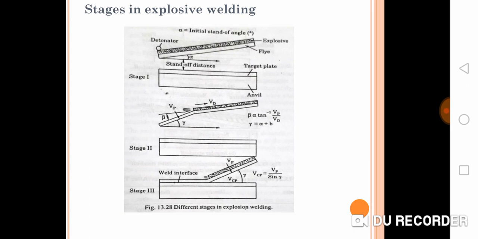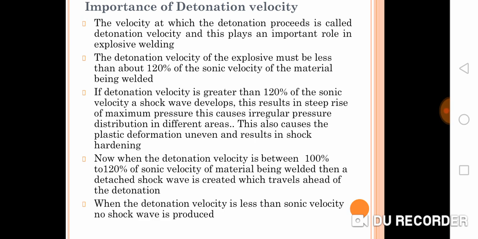You can see here the collision point velocity Vcp is equal to Vp by sine gamma, where gamma is the angle of approach. Wherever the detonation happens, that much area is now joined to the target plate. That means a joint is formed on that area. Progressively, as the explosion progresses, the remaining portion of the metal will also hit the target plate and the joint will be completed. This will be more clear when you watch the video I have given in the previous slides. So now we have discussed the detonation velocity.